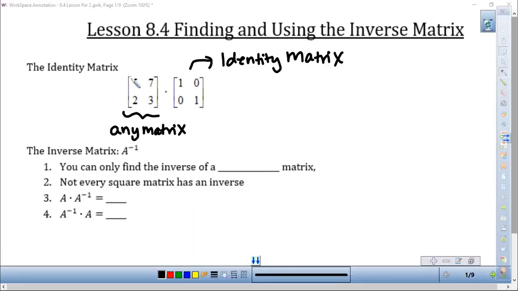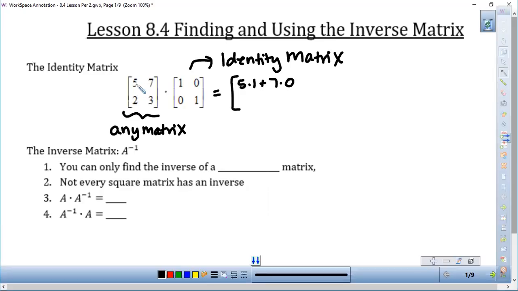Let's see what happens if we multiply any matrix in front of the identity matrix. Although there are some numbers filled in here, know that that's just representing any matrix in general. If we think about the process for multiplying a matrix by a matrix that we talked about in our previous lesson, we're going to do a row by column multiplication. So we'll do 5 times 1 plus 7 times 0. The elements in the first row are multiplying by the elements in the first column.